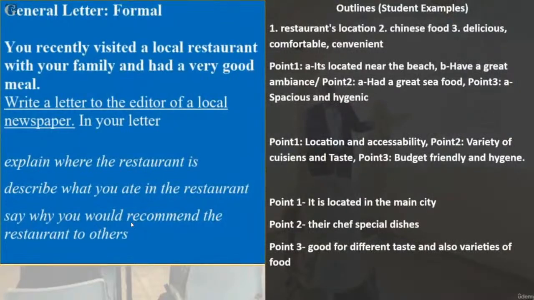A couple more, like here, this first one, there's nothing for this first one, so they just wrote restaurant location. So this person is going to have to think about what they have to say instead of focusing on how they want to talk about the location. Chinese food, I would have one more detail here. And why it's good: delicious, comfortable, convenient, that's pretty good. This next person, near the beach. Okay, they're going to talk about this near the beach.